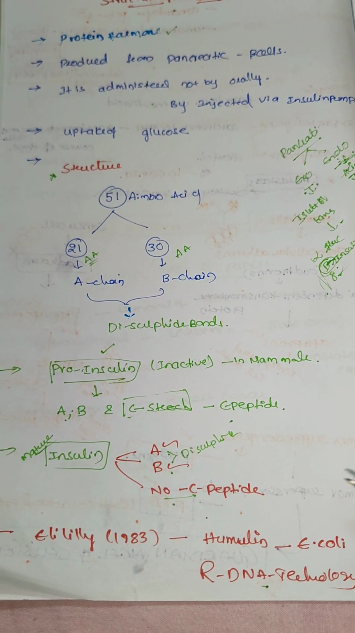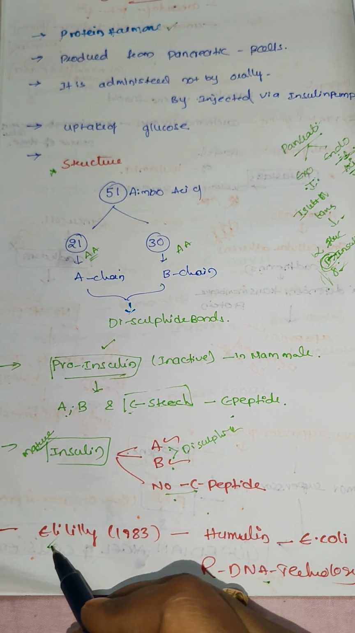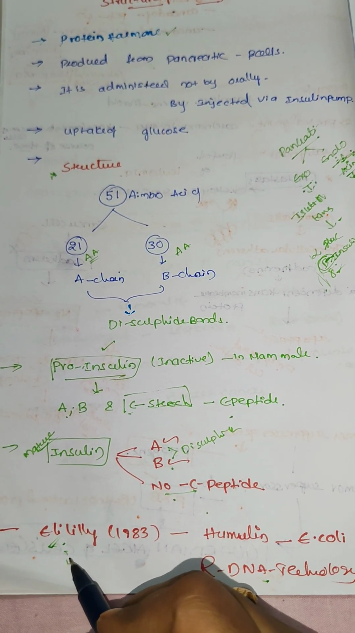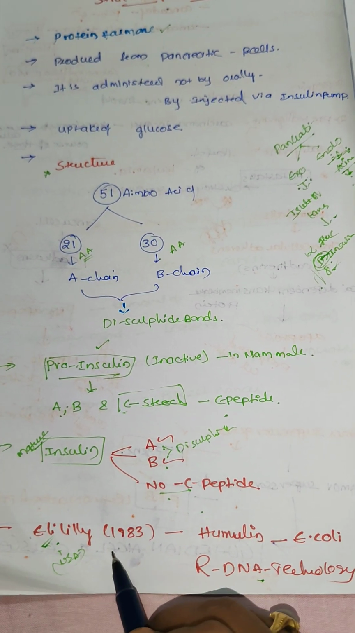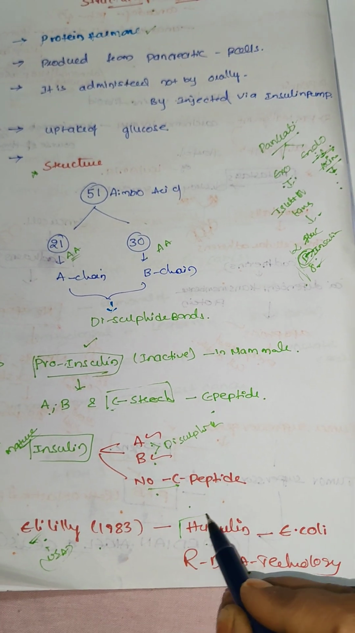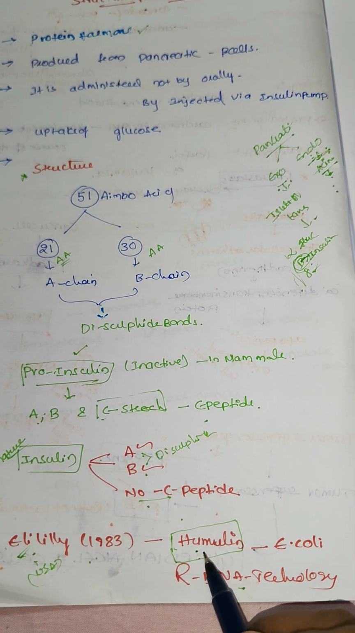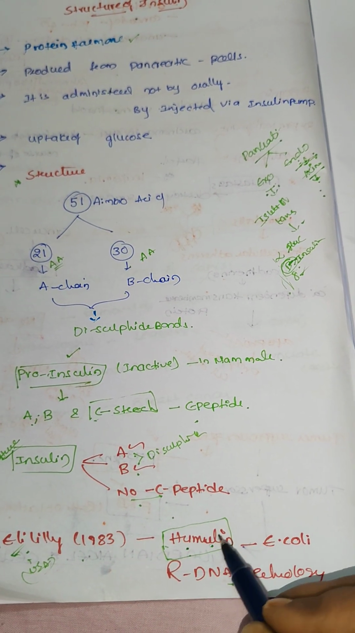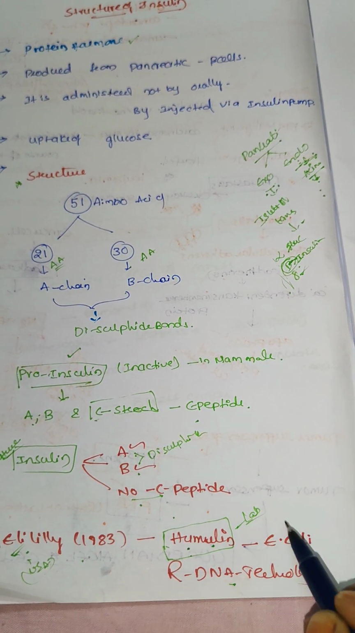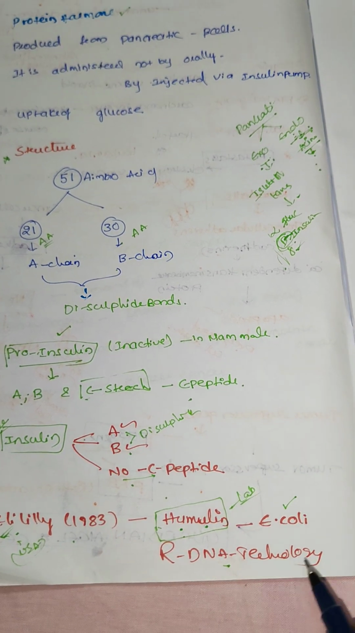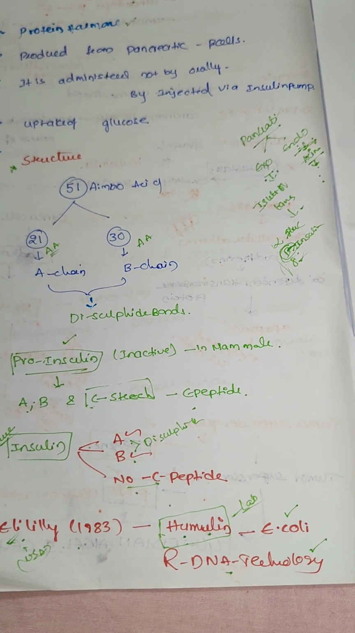biotechnological applications in medicine. Firstly in 1983, Eli Lilly company, this is an American company, produced Humulin. It is an artificial insulin. This is not synthesized in humans, but it is produced in the laboratory with the help of Escherichia coli, with the help of rDNA technology.